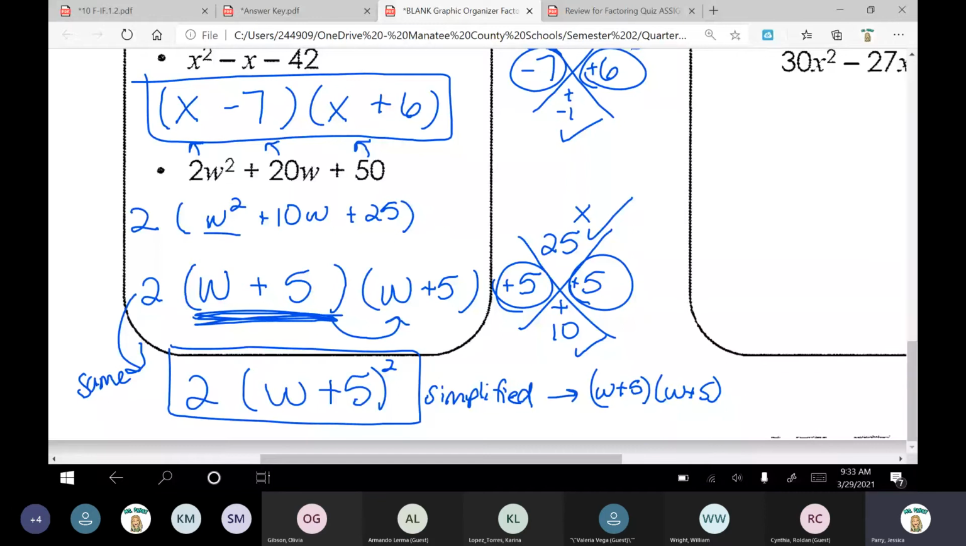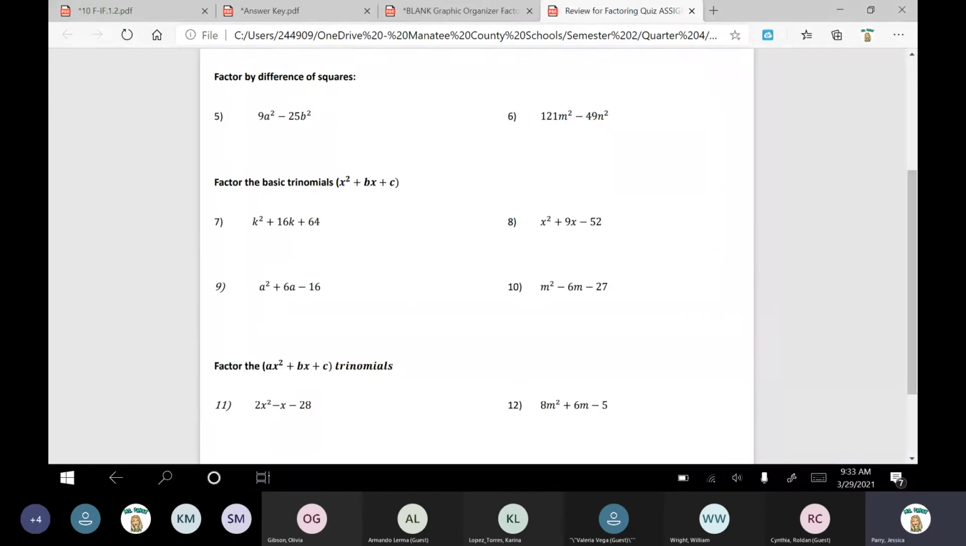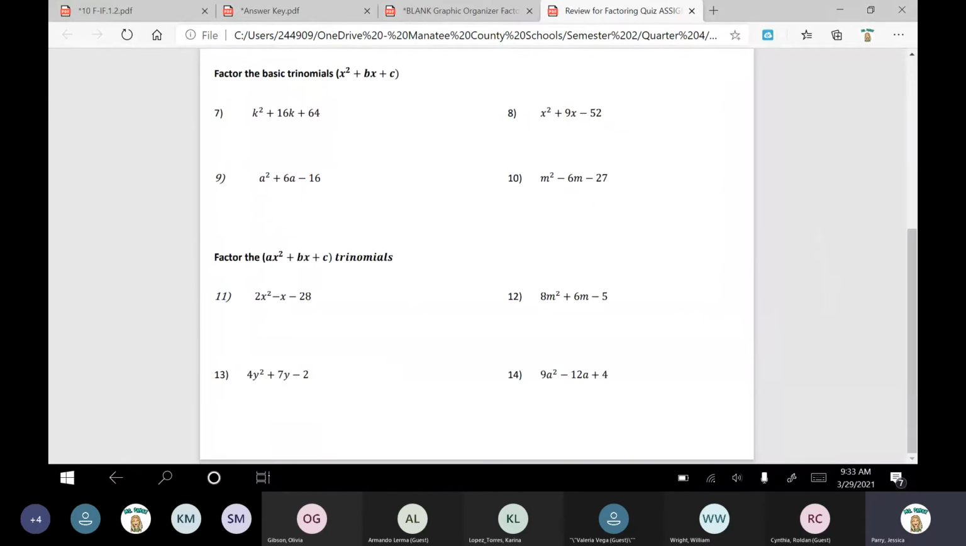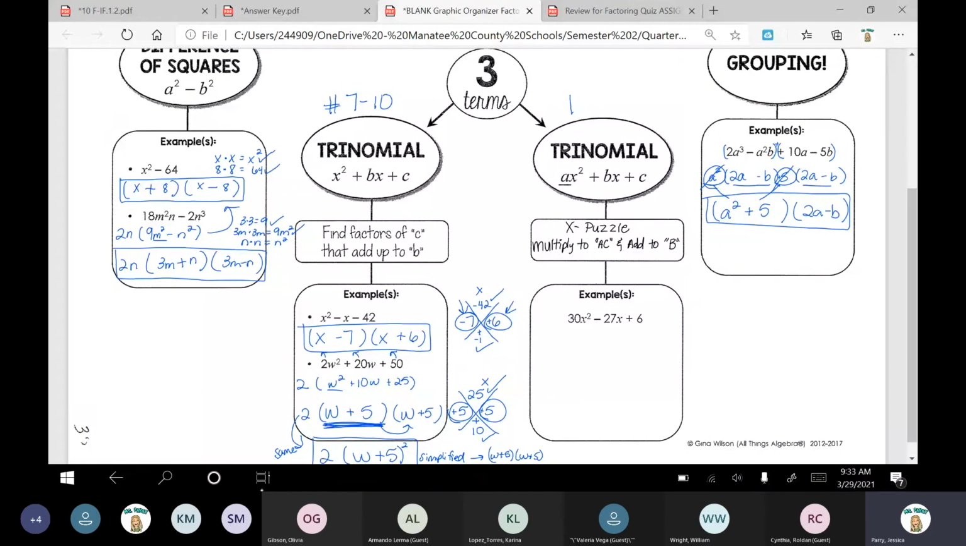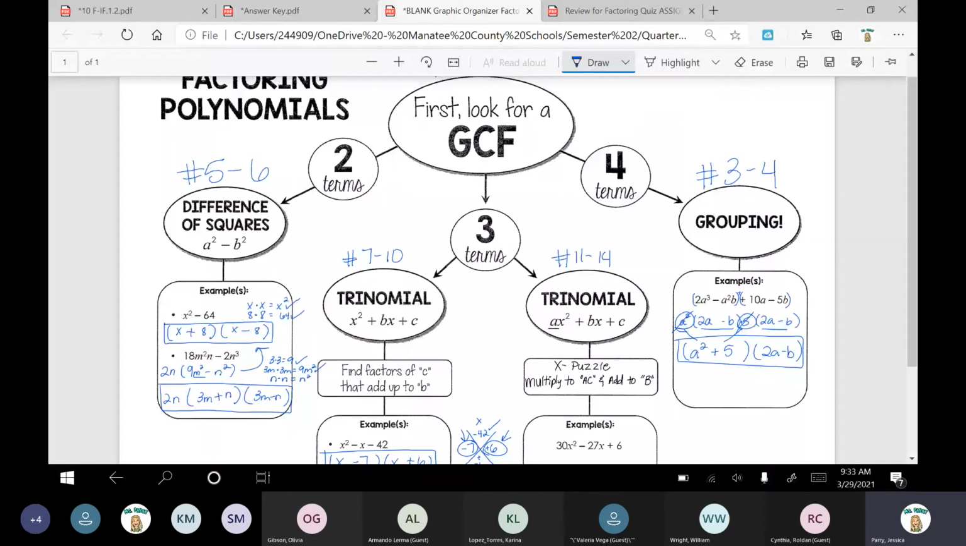Okay. So that was for numbers 7 through 10. Let's look at our last little section here on the assignment, numbers 11 through 14. It says factor the ax squared plus bx plus c trinomials for numbers 11 through 14. You're going to look at your last little section on the graphic organizer here, numbers 11 through 14. So this is for 3 terms.